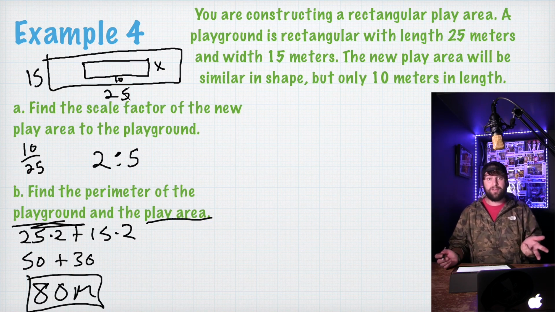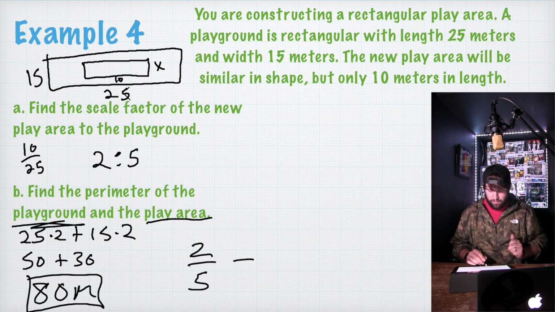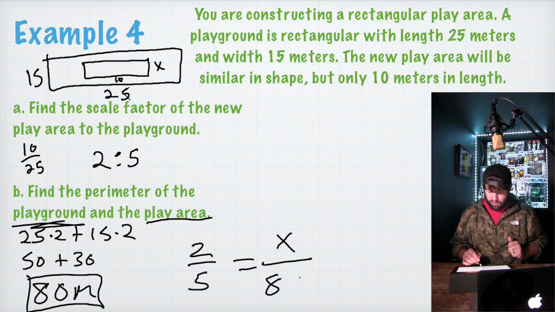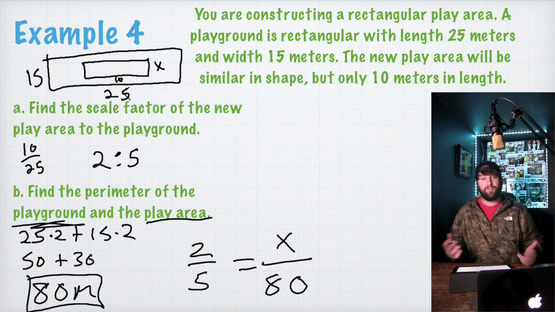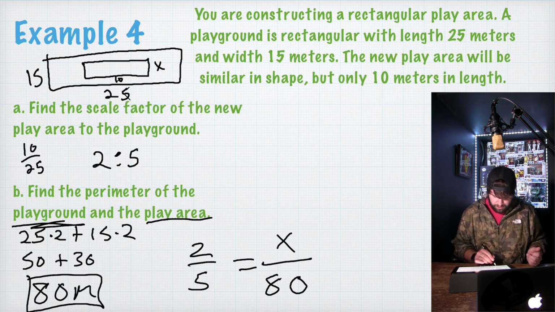And there's two ways we could go about this, but because we just learned the perimeters of similar polygons theorem, 6.1, I believe, we're going to use that. So we know that our ratio, our scale factor, is 2 over 5. We don't know the perimeter of our play area, but we do know the perimeter of the playground. So if we simply solve this, that'll give us the perimeter of our new play area. So 2 times 80, 160, divided by 5 would give us 32. So the play area's perimeter is 32 meters.